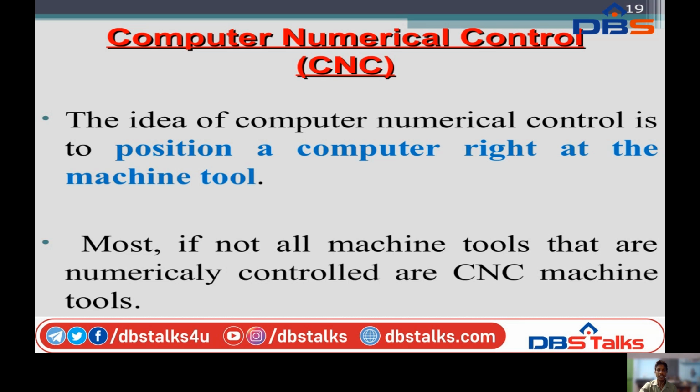And the third classification is computer numerical control. Computer numerical control is to position a computer right at the machine tool. That means here we are completely following the computer. Most of the time, if not all, machine tools that are numerically controlled are CNC machine tools. Some machine tools are following CNC.